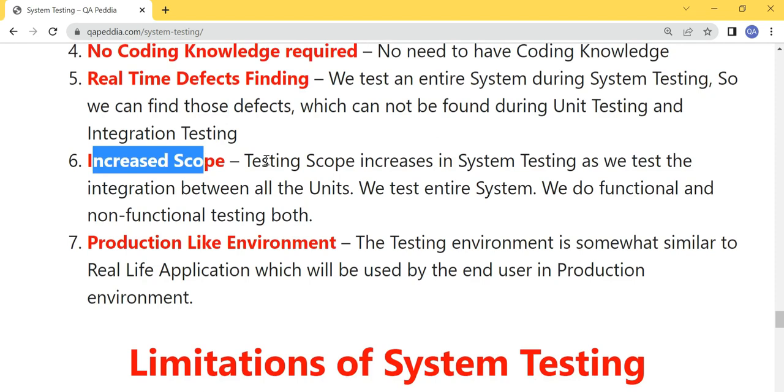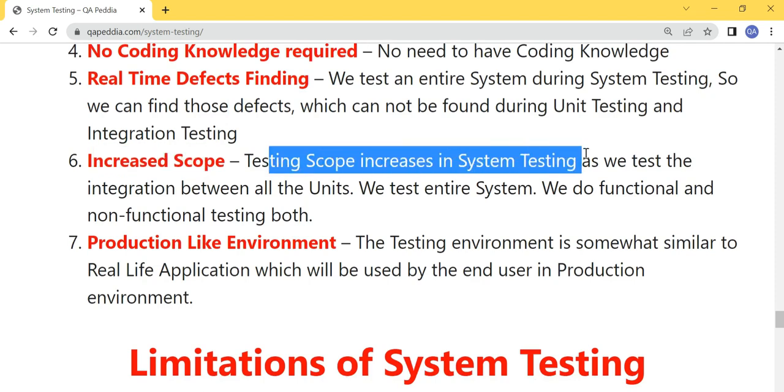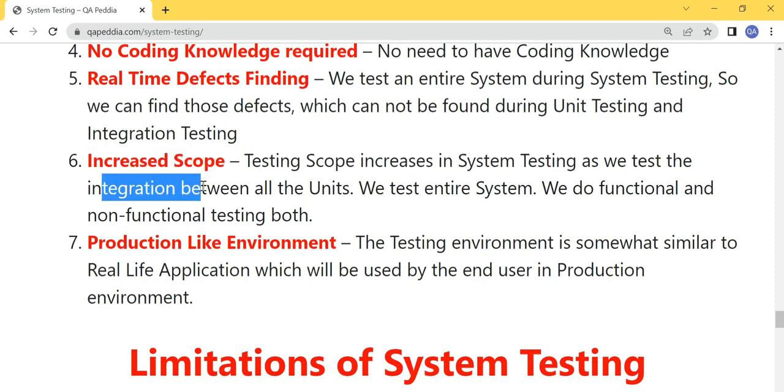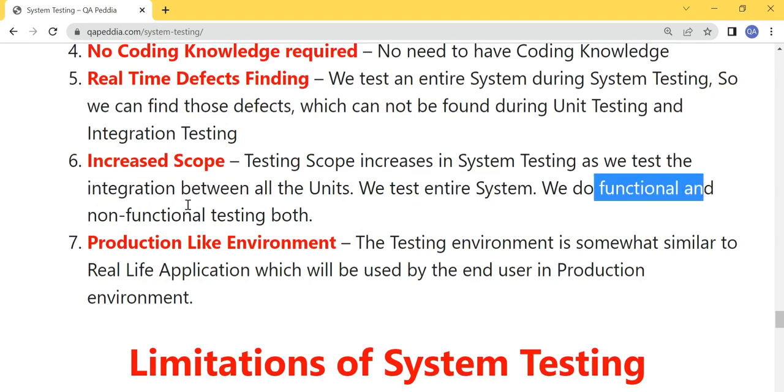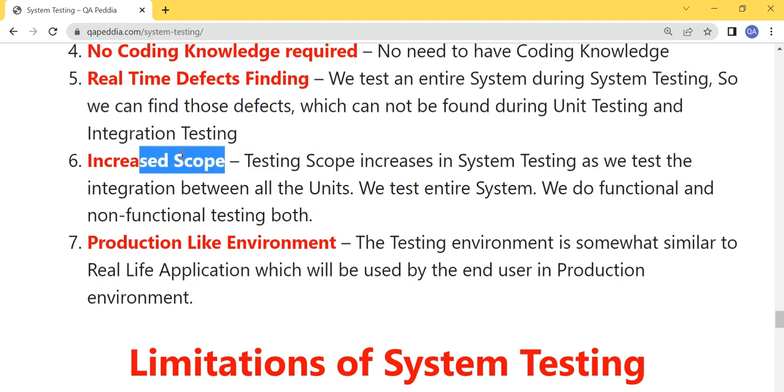Increased scope. So testing scope increases in system testing. We have seen, right, that we test integration between all the units, not just two or more than two units. We test an entire system, and we can do functional testing also. We can do non-functional testing also in system testing. So testing scope increases a lot during system testing.